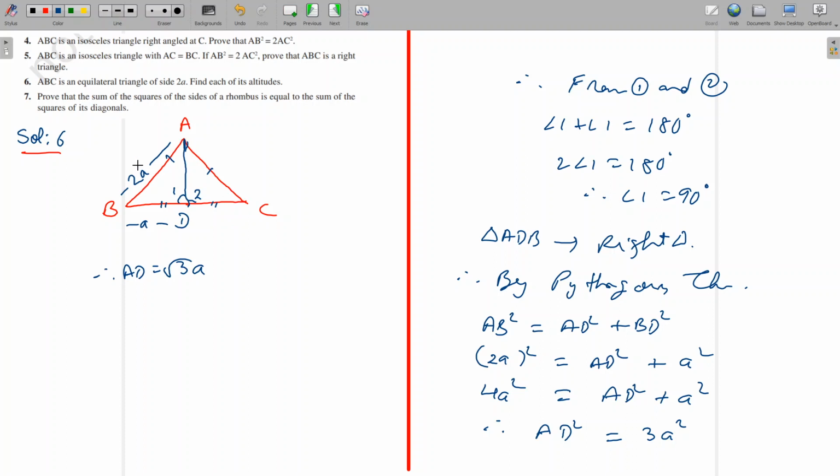From C also we can draw, say, CE, and from B we can draw BF. So the lengths of all the three will be the same. Therefore we can say that each of the altitudes will be equal to root 3A units. So this is the answer for question number 6.